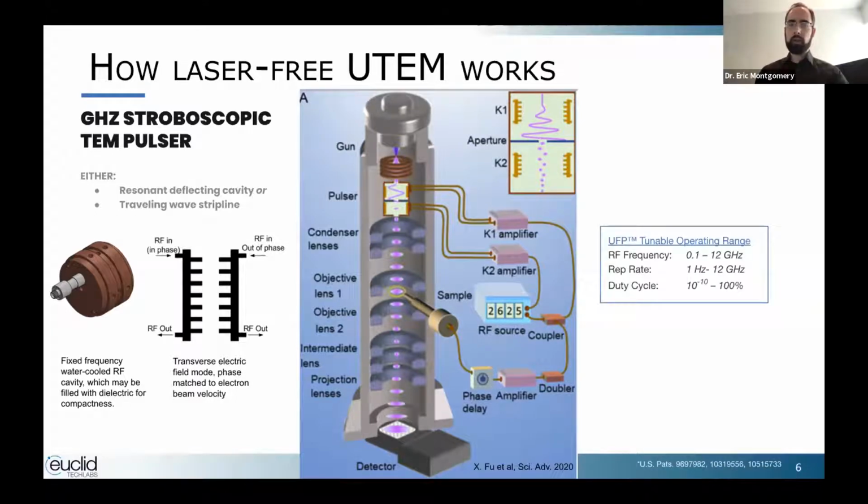And the operating range is an RF frequency of hundreds of megahertz on up to about 12 gigahertz in its current implementation for the traveling wave stripline. It would be in the mid gigahertz range for a resonant deflecting cavity. The repetition rate is widely tunable, and the duty cycle is also widely tunable. This technology, not to toot our own horn too loudly, was an R&D 100 award winner in 2019 and received the 2020 Microscopy Today Innovation Award.